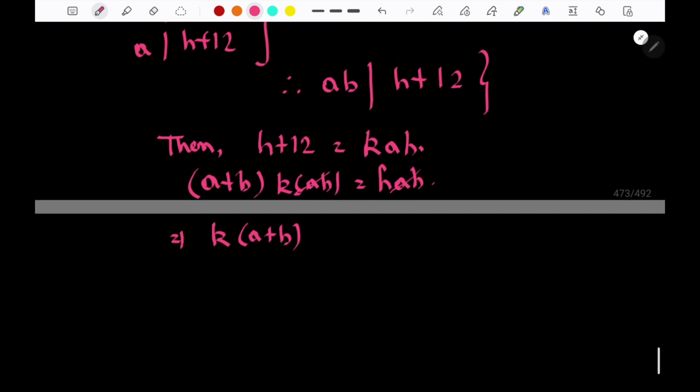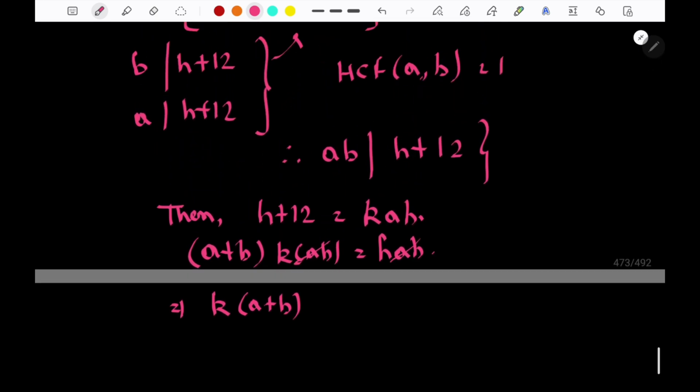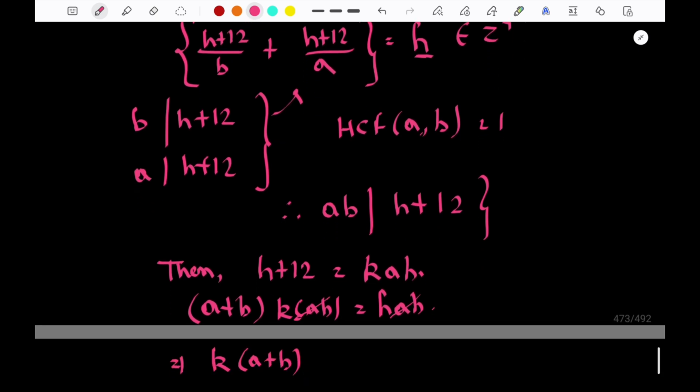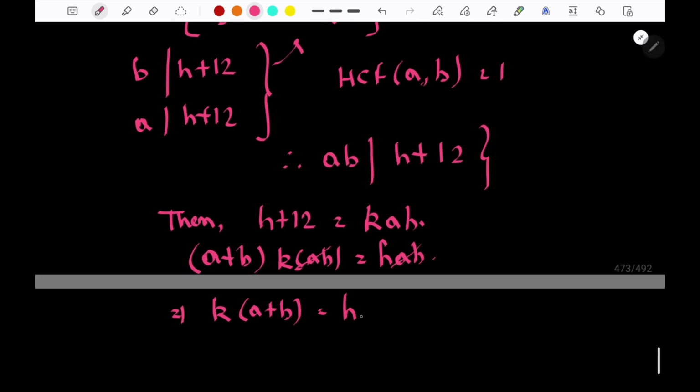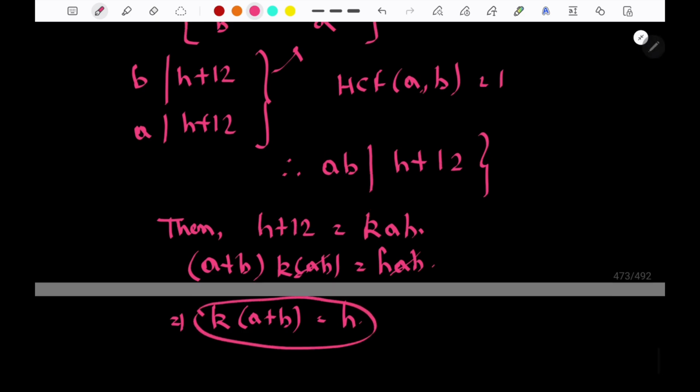Now only H was... yeah, we got H plus 12 is equal to KAB. Then K into A plus B is equal to H. So this is the value that we are getting. Now what else can be done? Now it means H is equal to K into A plus B.